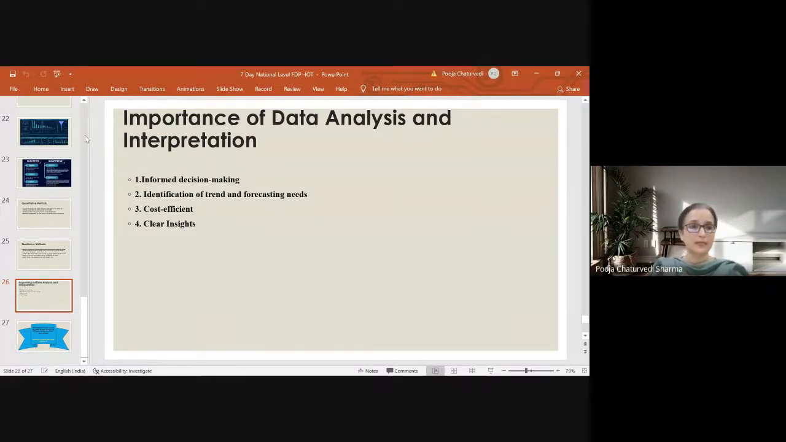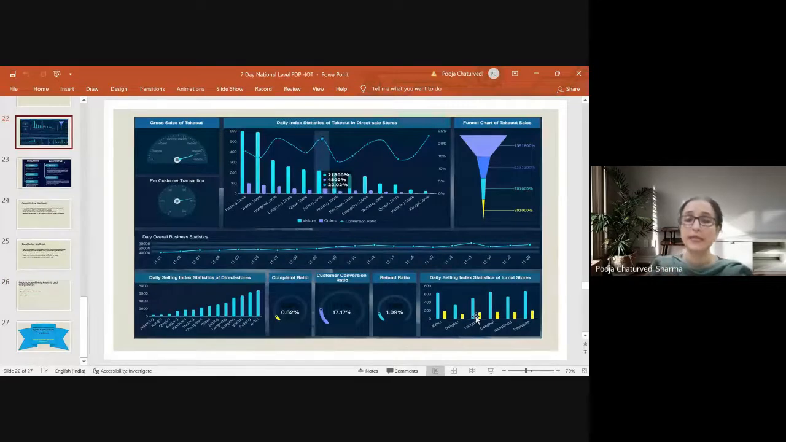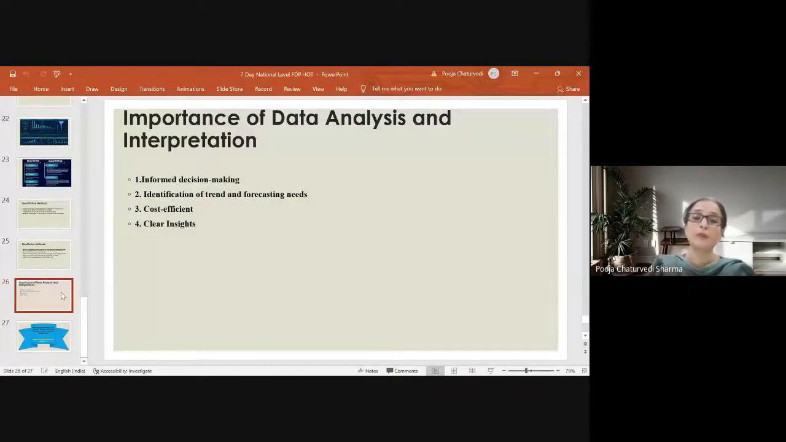Definitely, just have a look at this slide. You can see these daily index statistics. These are the statistics that are telling us how these different values are moving. Just have a look at this funnel chart. You can see how it is simply getting shrunk. Just have a look at these daily selling index statistics of learner stores. You can see how the values are high and low. When one value is increasing, how proportionately the other value is decreasing or not, right? So yes, definitely it helps us to understand the trends and take future actions.